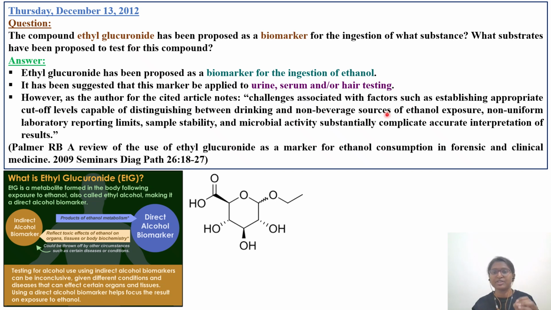The challenges associated with these factors are that you are unable to distinguish whether it is because of drinking or because the alcohol source is coming from non-beverages. Okay, and non-uniform reporting, sample stability, various factors are there, because of which it is much more challenging to make ethyl glucuronide a biomarker for alcohol consumption.